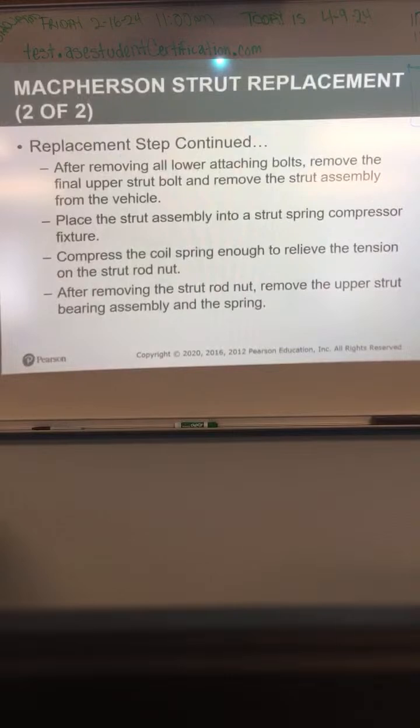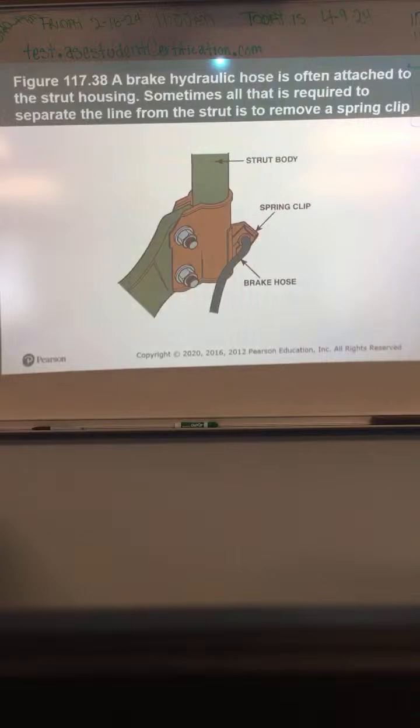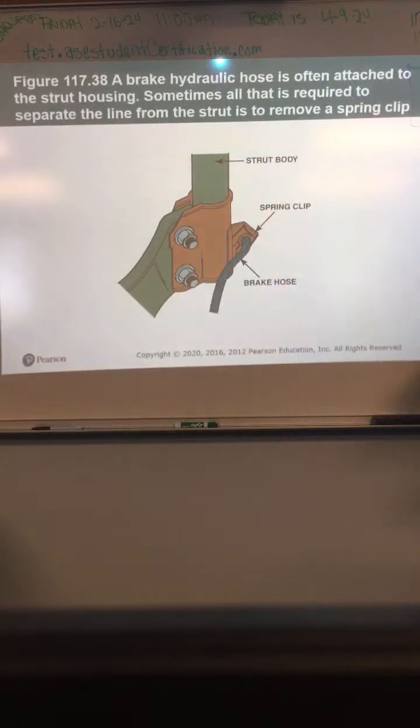If you have to compress the spring, that requires a tool. This is what it would look like. And again, this is going to be under the hood, okay, so as you open the hood, you'll see where the struts are mounted. That's your little clip. Sometimes it'll have a bolt, sometimes it'll just have a clip on the brake hose. All you have to do is pull this clip off of there, pull the brake hose out of the way, because it's attached to the strut, okay?